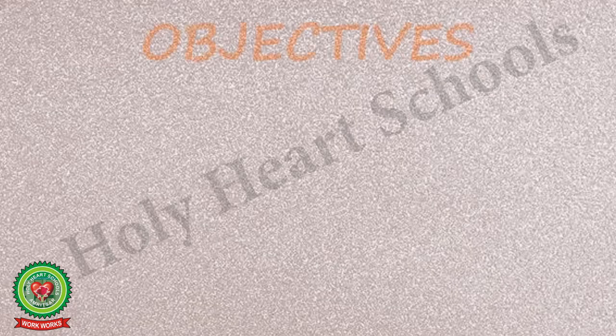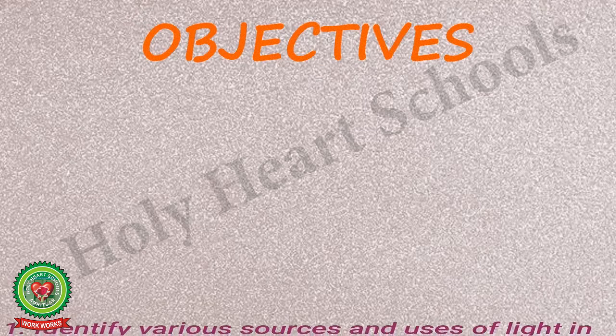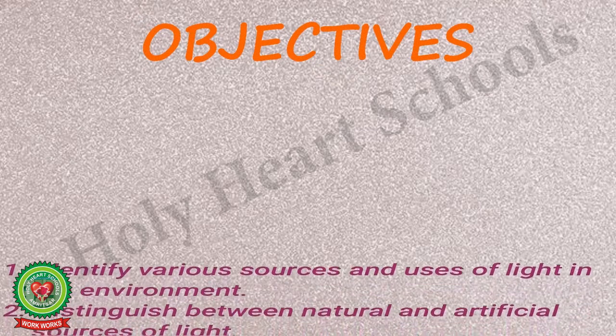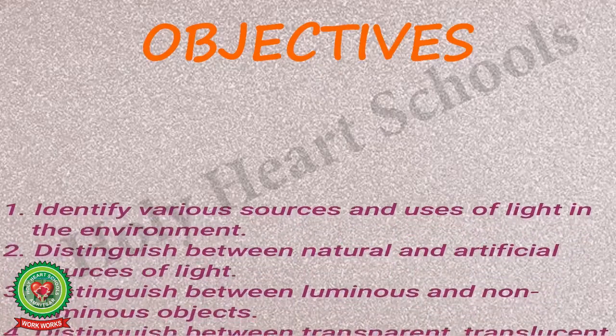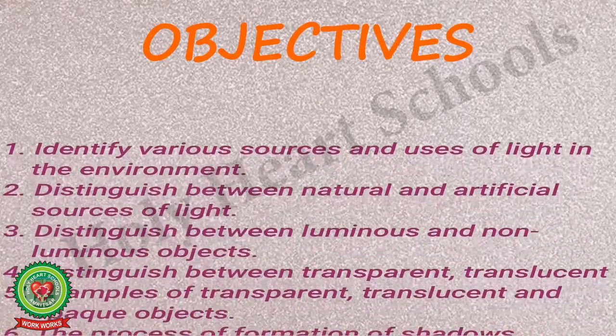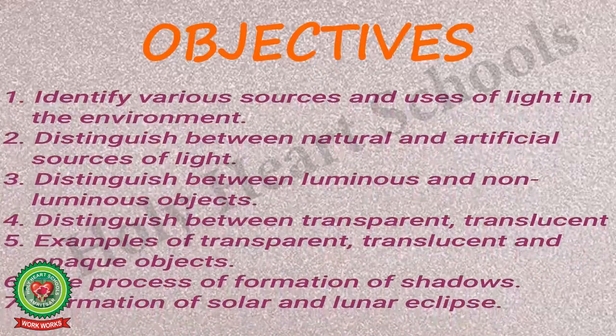The objectives of this chapter are: identify various sources and uses of light in the environment, distinguish between natural and artificial sources of light, difference between luminous and non-luminous substances, differentiate between transparent, translucent and opaque object. Examples of transparent, translucent and opaque object. The process of formation of shadow. Formation of solar and lunar eclipse.